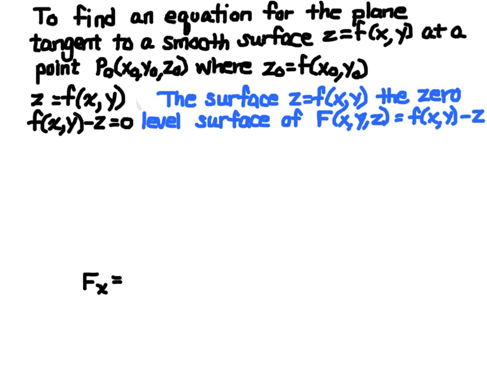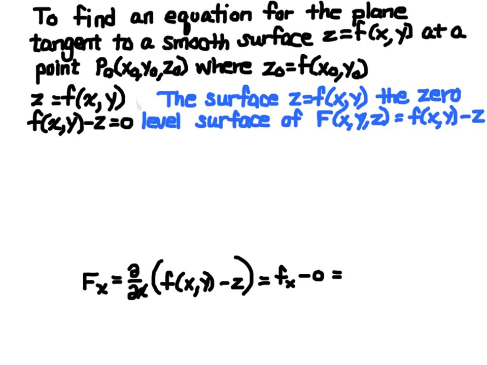The partial derivative of big F with respect to x is the partial derivative with respect to x of little f of x, y minus z, which is equal to the partial derivative of little f with respect to x minus 0, and therefore equal to the partial derivative of little f with respect to x.